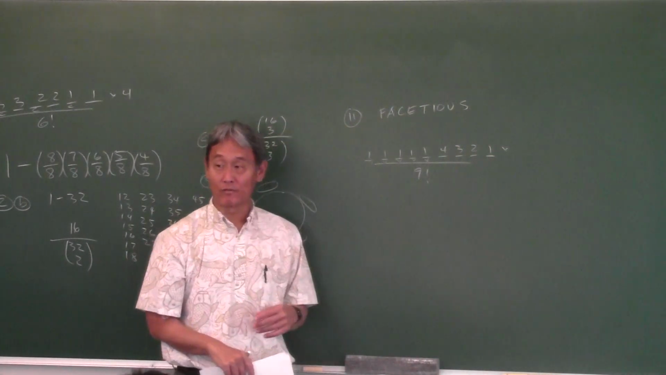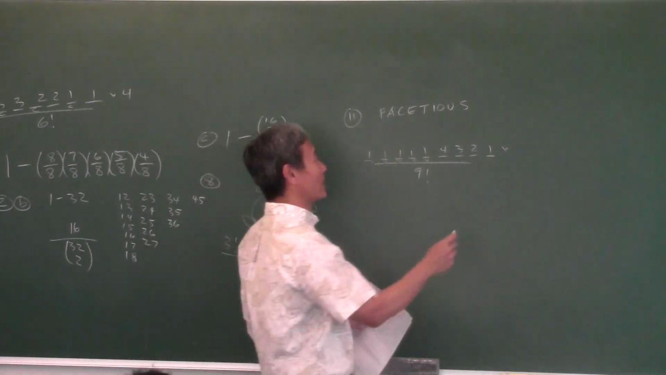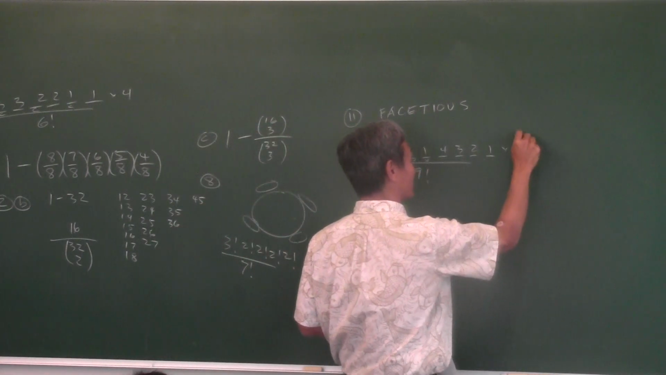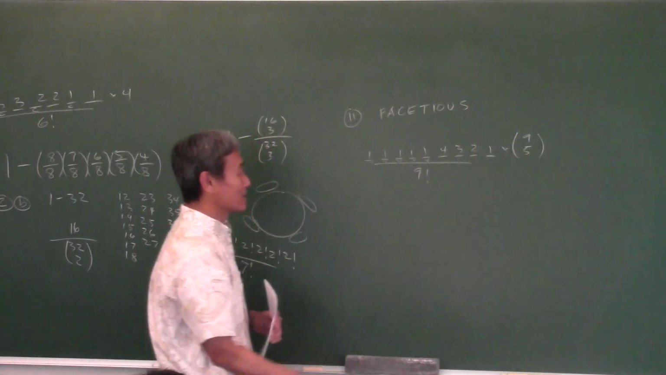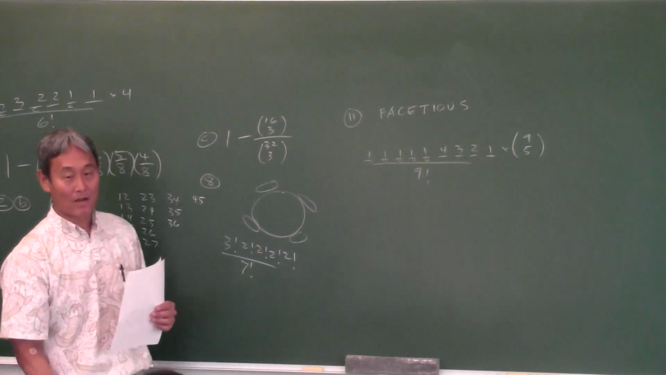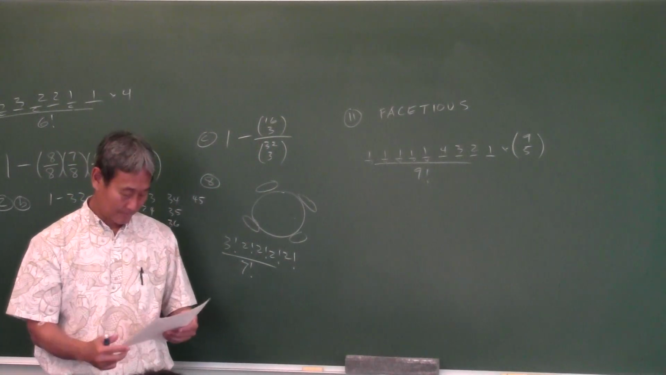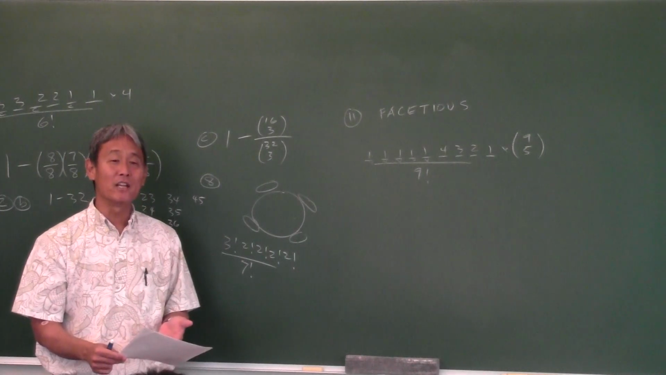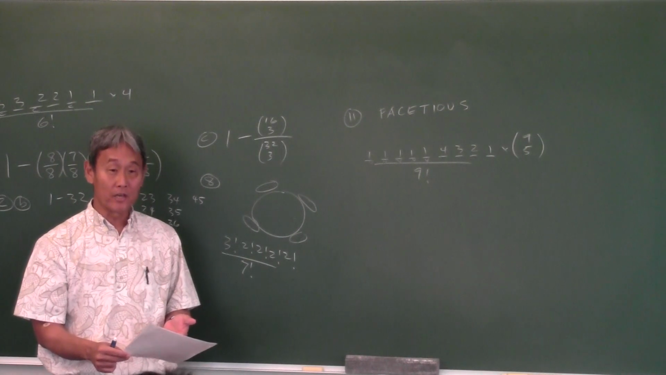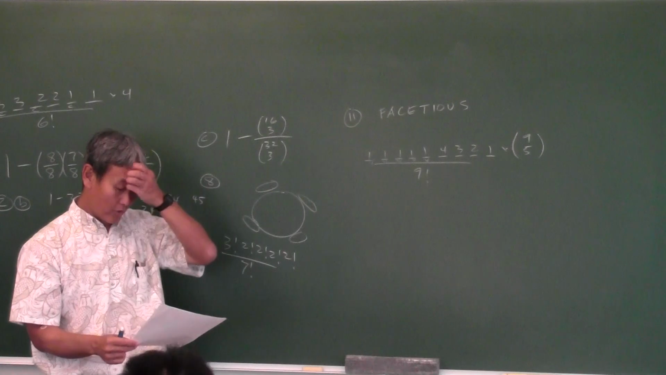Vowels in positions 1, 2, 3, 4, 5. 9 choose 5. Oh, you guys are remembering something. Out of those 9 positions, how many ways can I select 5 of them to be the vowels? 9 choose 5. Okay, you want me to make the tree?